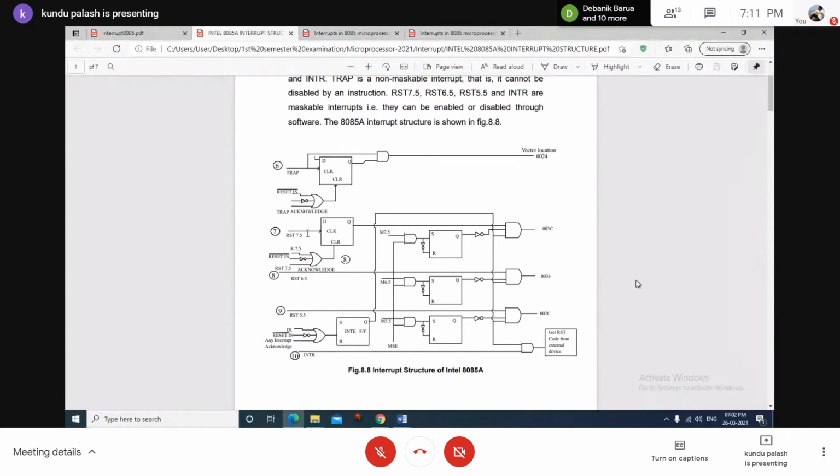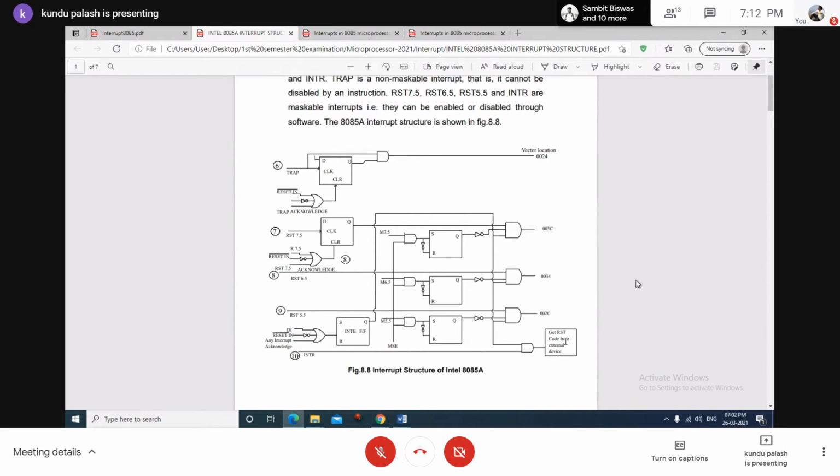Same for RST 6.5. The vector address is 0034. And RST 5.5, the vector address is 2C. But for INTR, there is no vector address. Rather, there is a restart code supplied by the external device. That means the 16-bit vector address will be supplied by the external device. So that is the interrupt structure.